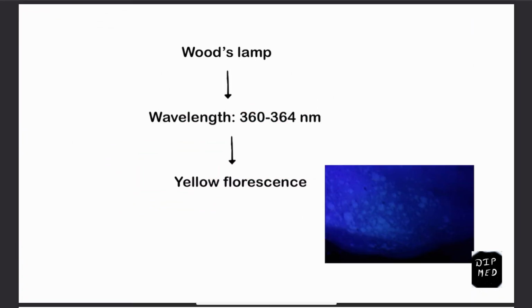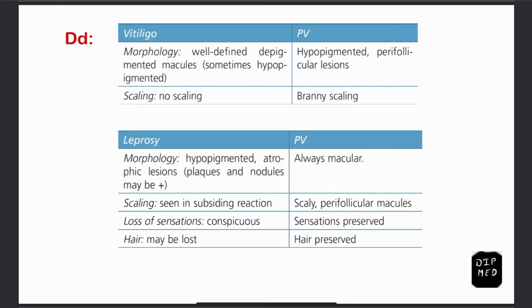The next investigation we can do is Wood's lamp investigation. It is done with the wavelength of 360 to 364 nanometer, where we'll get yellow fluorescence. Now before going on to the treatment section, let's briefly discuss about the differential diagnosis. The first one is vitiligo. In vitiligo, there is actually depigmentation, whereas in pityriasis versicolor, there is hypopigmentation.